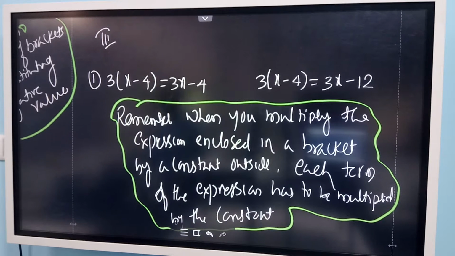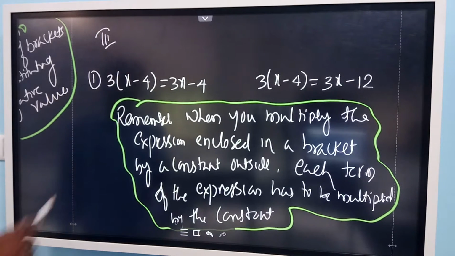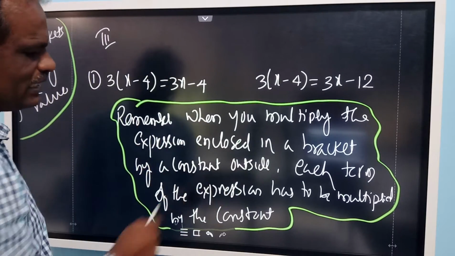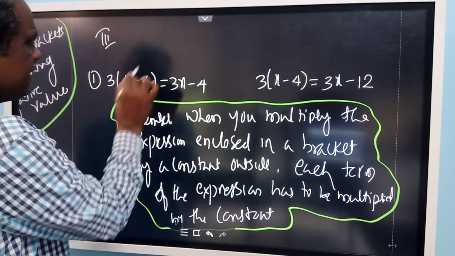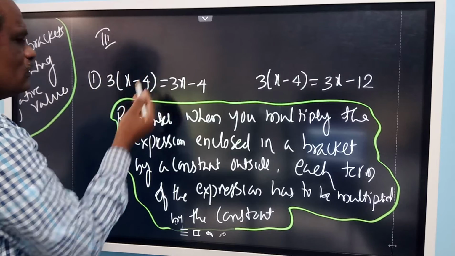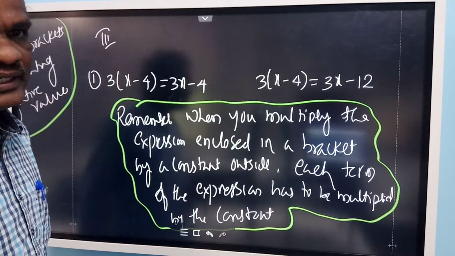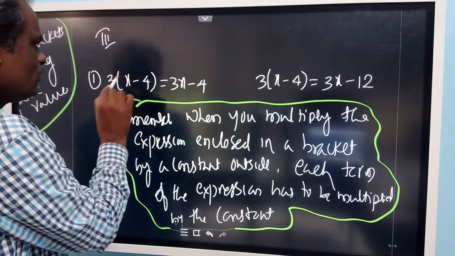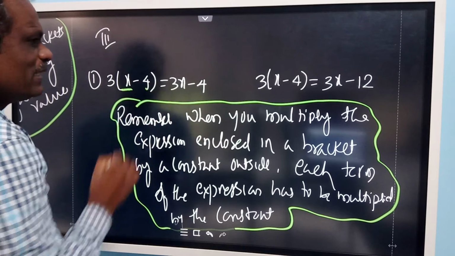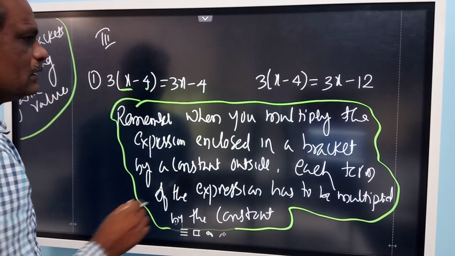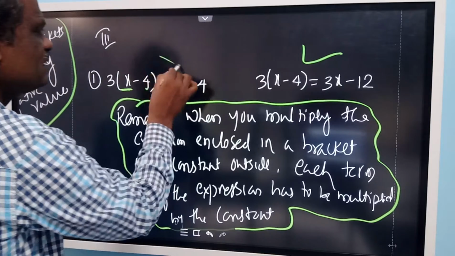Sir, because they are in brackets, we should distribute while multiplying. I have written it already. So 3 into (x minus 4) means you have to use the distributive property. Distribute this 3 to both the terms here, x as well as 4. So 3x minus 12 is the correct one and this is wrong.